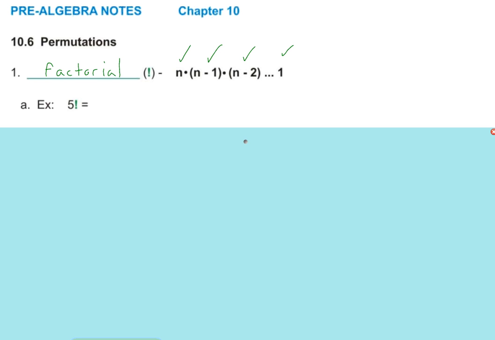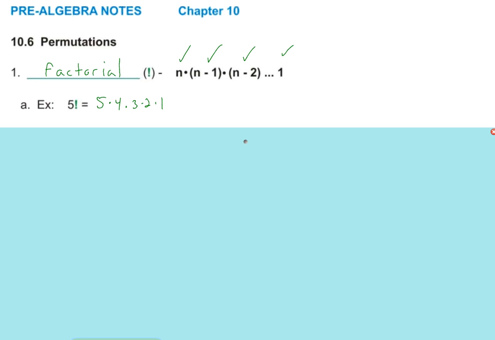Okay, so that doesn't mean a whole lot to you, but if you look at our example, 5 factorial means 5 times 4 times 3 times 2 times 1. That's 5 factorial. Okay? And look, you can sit there and do on your calculator 5 times 4 times 3 times 2, and you don't have to do times 1 because that's kind of boring, but you could.